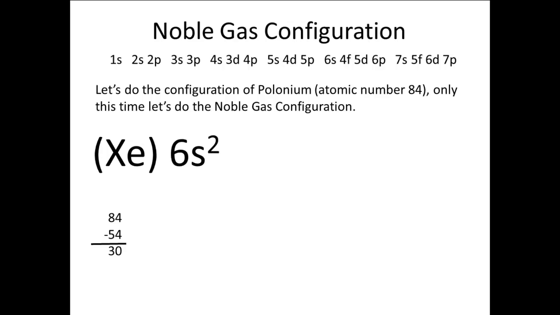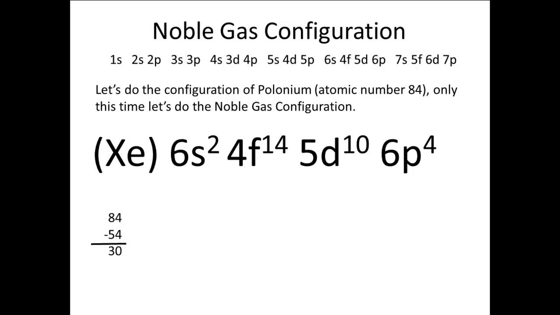So we continue with 6s2, 4f14, and 5d10. This is 26 of those 30 electrons. That leaves us with 4 to place in the 6p subshell, which can hold 6. So the configuration ends with 6p4.